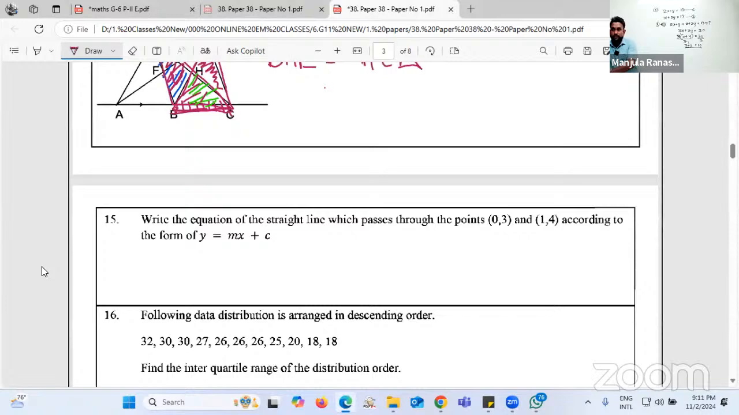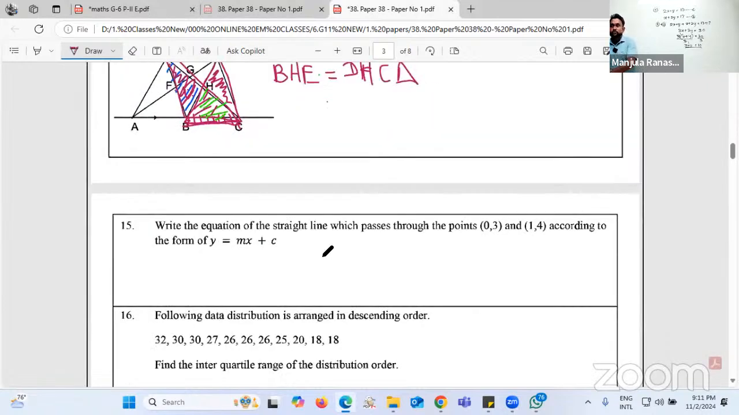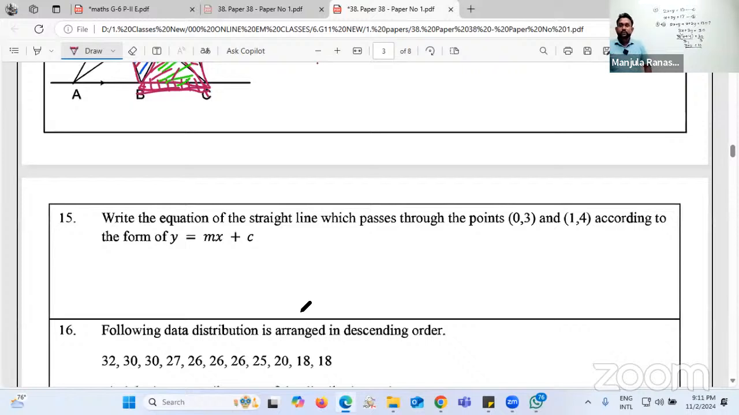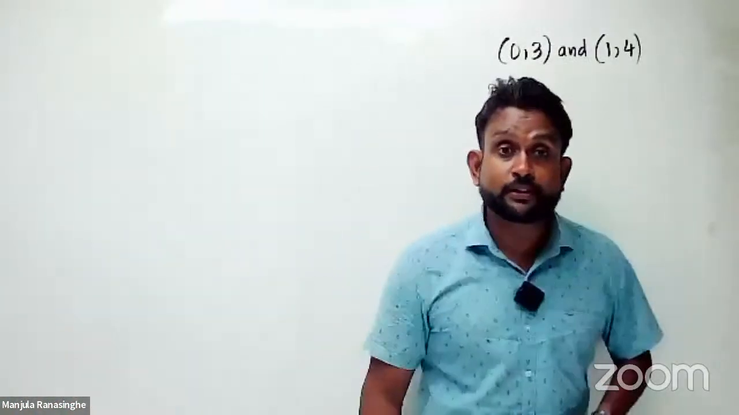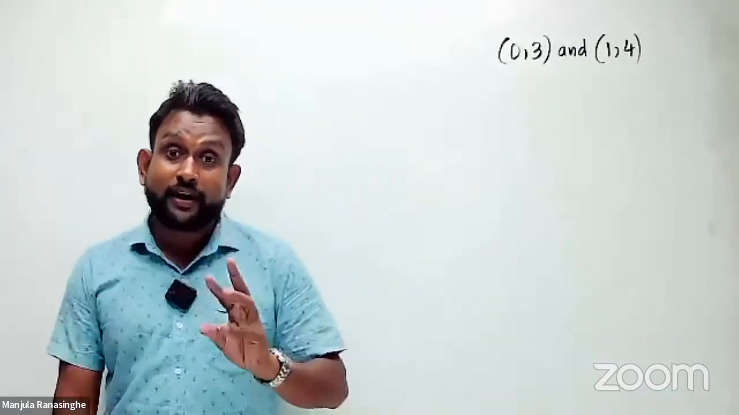So now question number 15, we are moving. Write the equation of the straight line which passes through the points (0, 3) and (1, 4). Right. Now we will do that type of equation. We have two points, (0, 3) and (1, 4). They are asking for the equation of the straight line in the form y equals mx plus c. To find the equation, remember that we need two things. What are they? The gradient and the intercept.